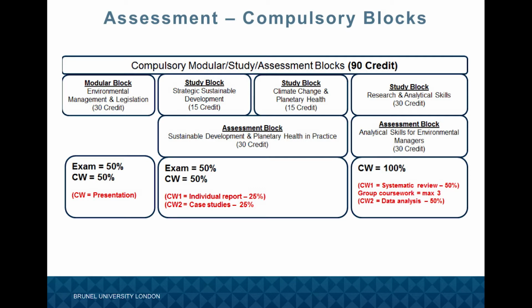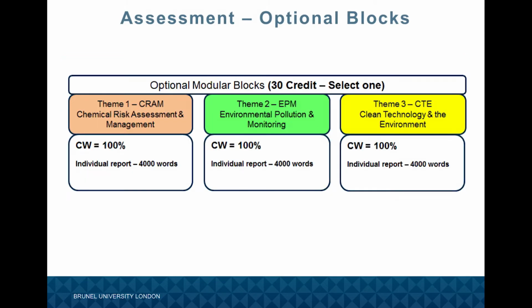The last study block is this research and analytical skills. It's 100% coursework, which consists of two elements: a review, 50%, and data analysis, which is 50%. Now, the second one is the optional modular block, which is theme 1, chemical risk assessment and management. And the second one is environmental pollution and monitoring. And the third is green technology and the environment. All of these modules are assessed as 100% coursework, just one individual written report.